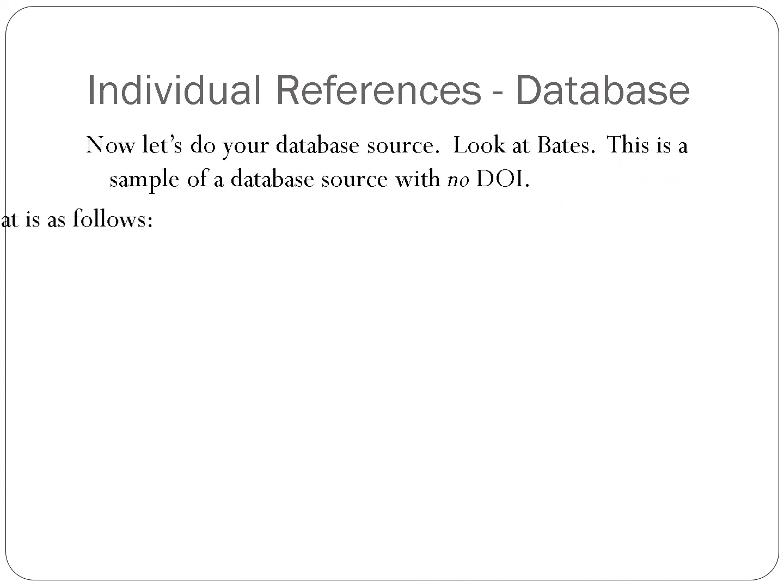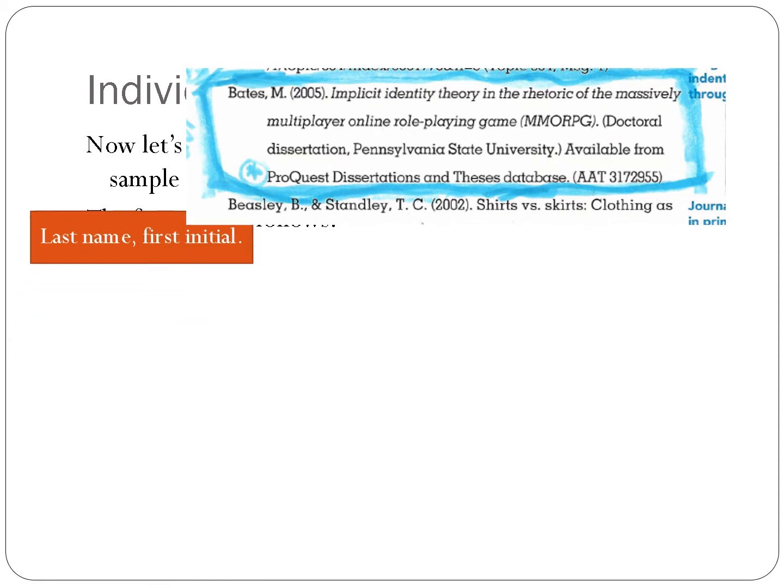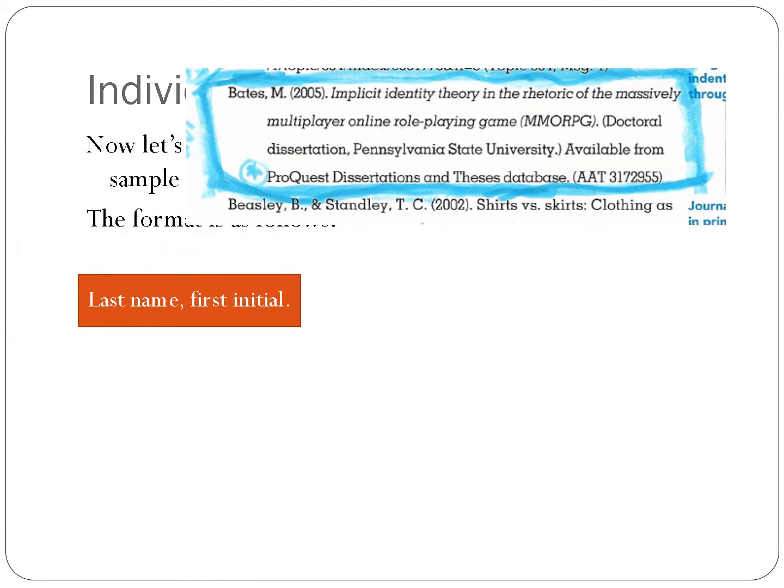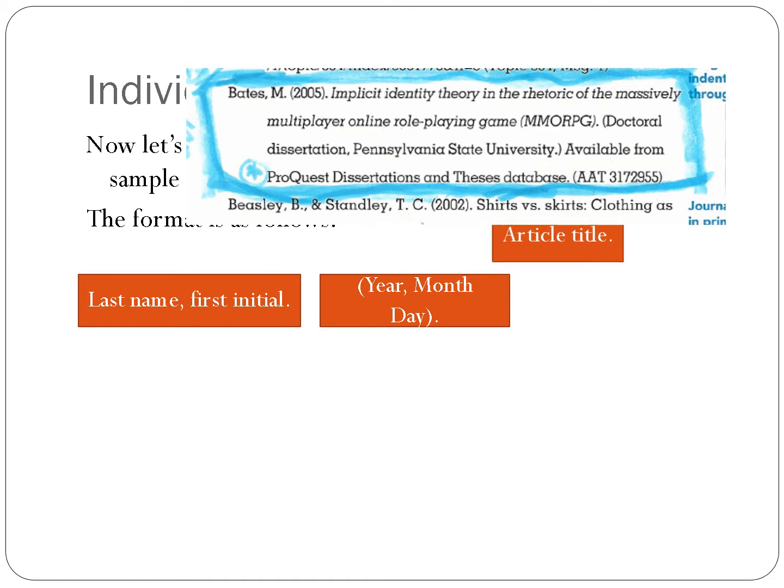So now let's see what we do when we have no DOI. For this one, we'll look at Bates, which is directly above Dickerman, and the format is as follows. We're still going to do last name, comma, first initial. We're still going to have that date, a year at least, and sometimes specific information, month and day. And you notice that they only have the one title. That is because it is a standalone document.